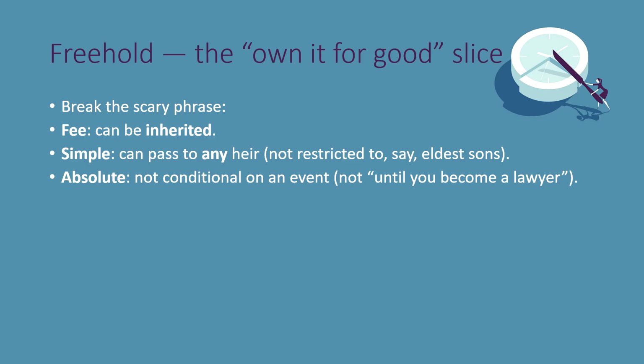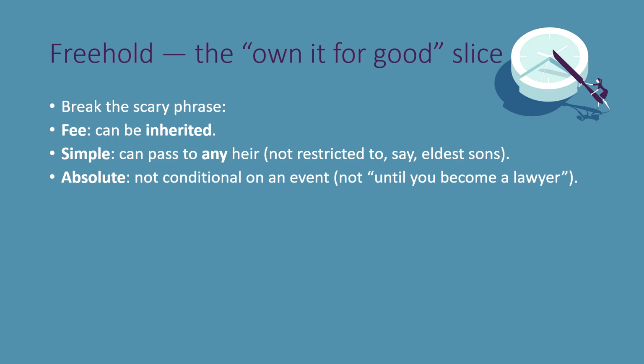Absolute means that there's no conditions on the inheritance, or to the ownership. You can't give a property to someone and say, yeah, you're allowed to live in there until you become a lawyer. That wouldn't be a freehold. It can certainly be something else, like an equitable ownership, but it wouldn't be a freehold.